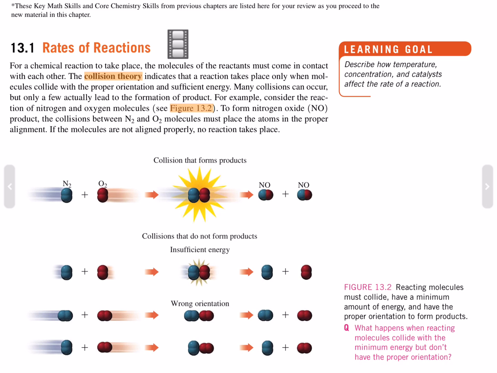For example, consider the reaction of nitrogen and oxygen molecules. To form nitrogen oxide, the collisions between nitrogen and oxygen molecules must take place with the atoms in the proper alignment. If the molecules are not aligned properly, no reaction takes place.